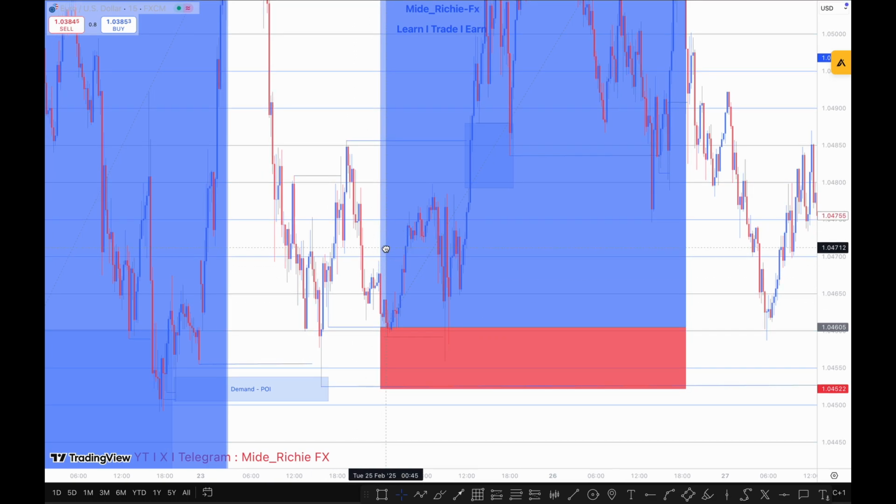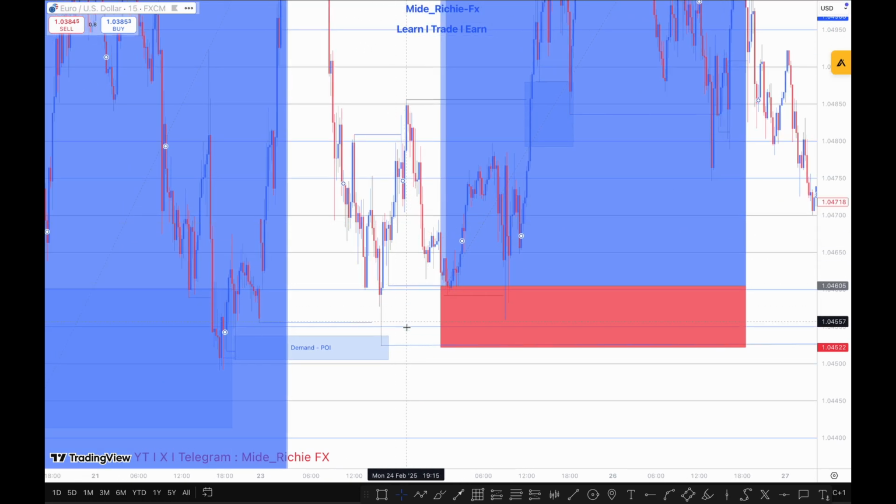I couldn't really find a demand in this region, so I just used inducement as an entry, right? I take the market from this inducement and my stops are at this point. I was risking 8 pips, right? Because I actually know it's a very risky trade.